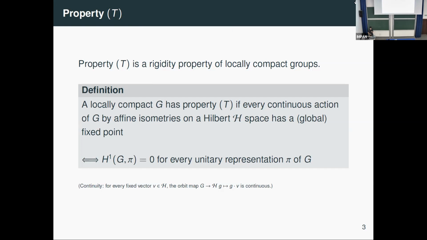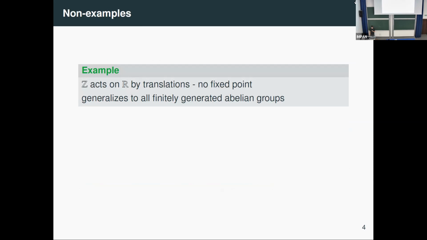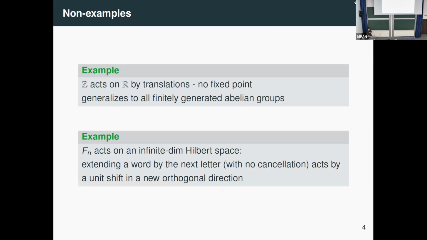Okay, so here are some examples of groups that do not have this property. Most groups will not have this property. So here, Z acts on R by translations. There's no fixed point. There's no property T. The same works for all finitely generated abelian groups. Another example is that of the free group, which acts on an infinite dimensional Hilbert space, roughly speaking, in such a manner that whenever you extend a word by the next letter, you shift by one in the new direction. You have infinitely many of those, so there's no fixed point. Okay, so both of these do not have property T.